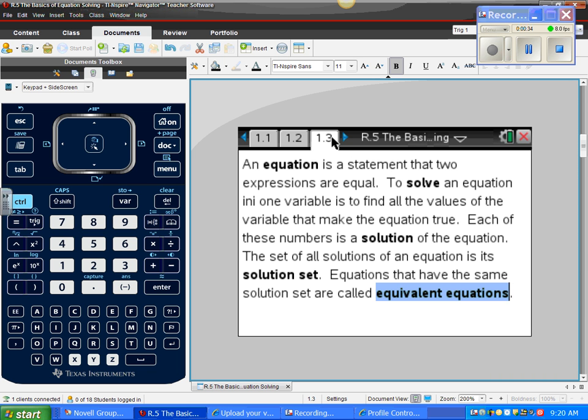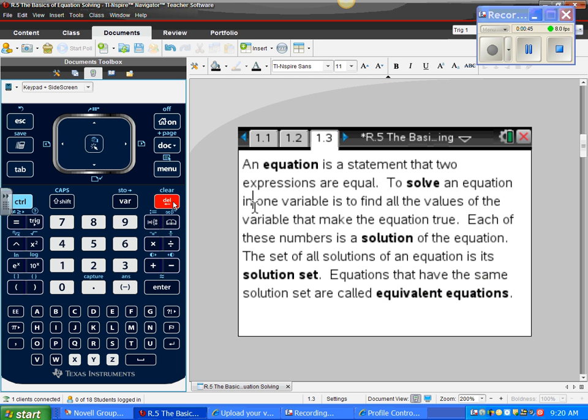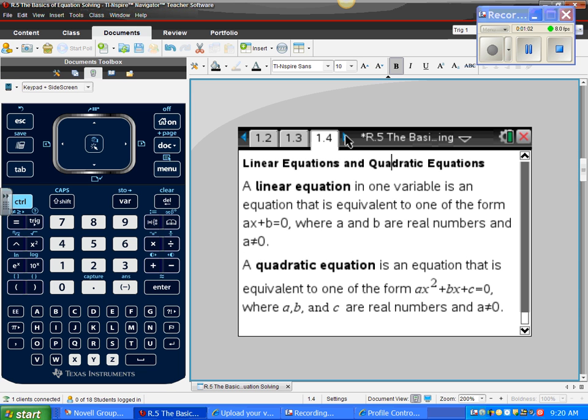Next page. An equation is a statement that two expressions are equal. To solve an equation in one variable is to find all the values of the variable that make the equation true. Each of these numbers is a solution of the equation. The set of all solutions of an equation is its solution set. Equations that have the same solution set are called equivalent equations. Nothing new there, moving on.